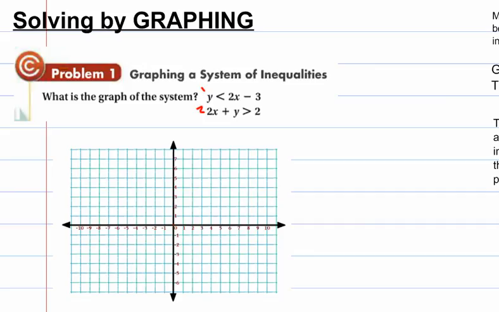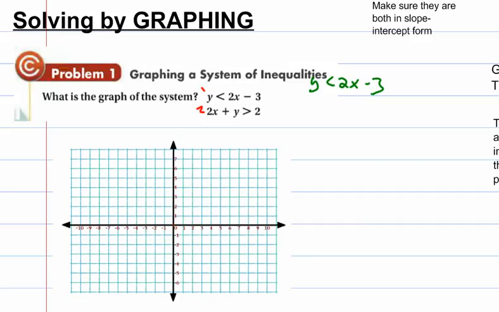equations, or linear inequalities. One of them is in slope-intercept form. The other one looks like it'd be in standard form. And we like slope-intercept form better. So let's start by making sure that they are both in slope-intercept form. So the first one, we're good. I'm going to rewrite that first one over here. Y is less than 2x minus 3.